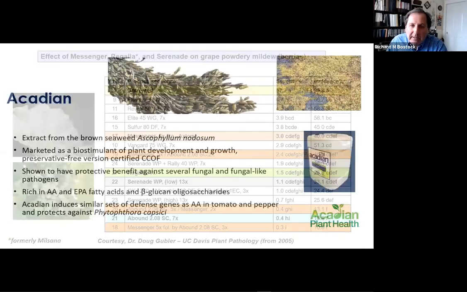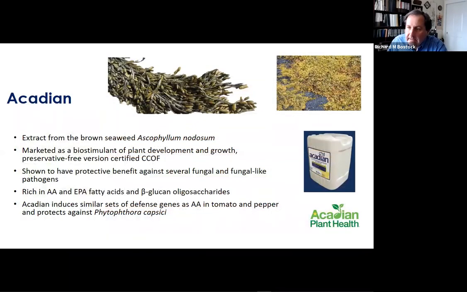Something that I want to mention is a product, a seaweed extract called Acadian. This is Acadian Plant Health. It's a company in Canada, Nova Scotia. And we've been working with Acadian, looking at their product. It's an extractive that they get from seaweed, and it is marketed as a biostimulant of plant development and growth.